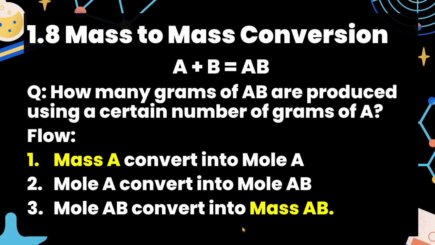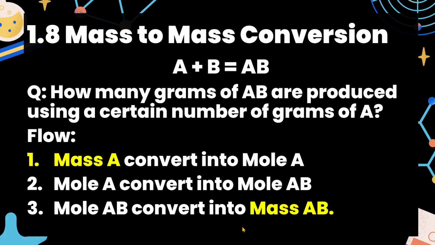And after that, mole A is converted into mole AB. So how do we do this? We do this using the concept of mole ratio. Then lastly, mole AB is converted into mass AB. So we do this by multiplying the molar mass of AB to mole of AB.